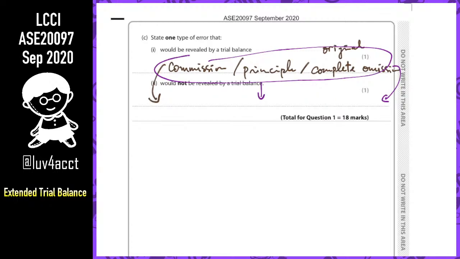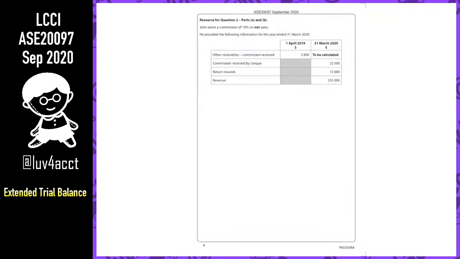Maybe we can have omission in part, reversal in part, something like this. Okay, 18 marks. Next question.